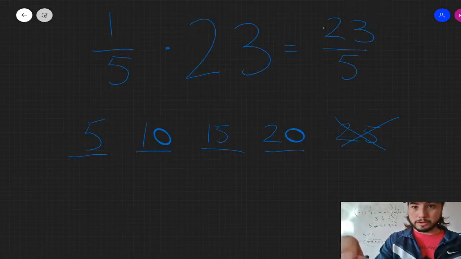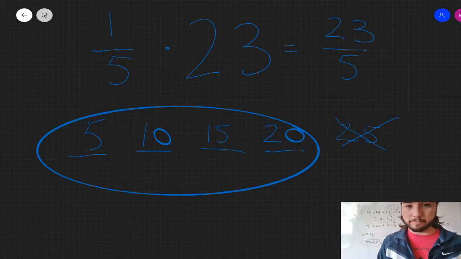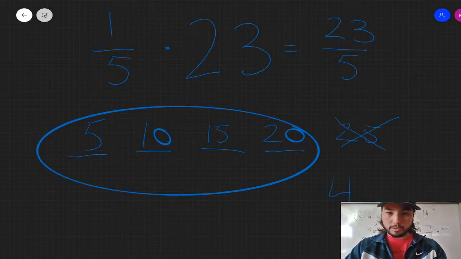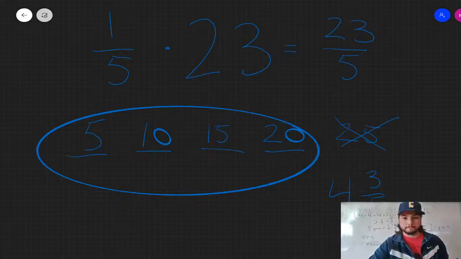23. We had 23 fifths to start. We took 20 fifths and we put them into 4 groups of 5. So 4 ones. And then how many fifths are left over? So we end up with 4 and 3 fifths remaining.